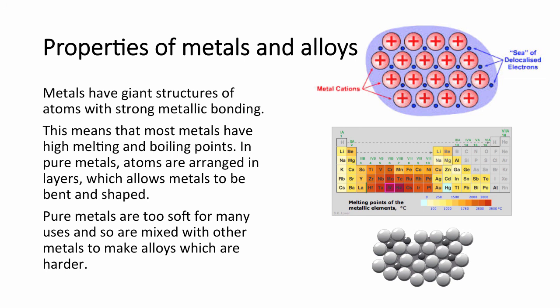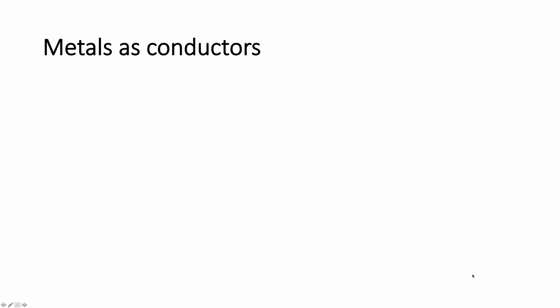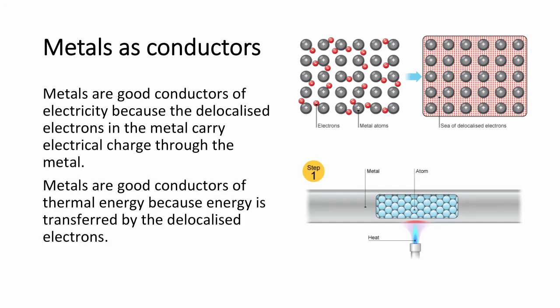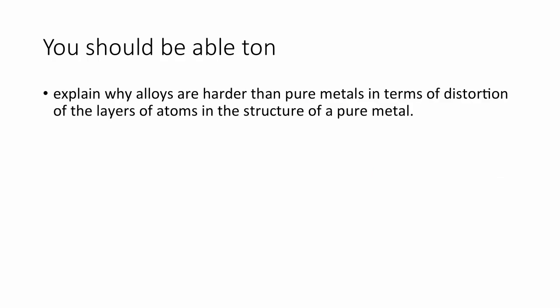Pure metals can often be too soft, and therefore a mixture of metals are added to make what's called an alloy, which actually disrupts the regular structure and makes them harder or stronger. Metals are good conductors of heat and electricity because the electrons are delocalized and therefore can carry charge through the metal. And also thermal energy, because heat energy can be transferred because the atoms are closely packed and the delocalized electrons can actually help transfer the energy.